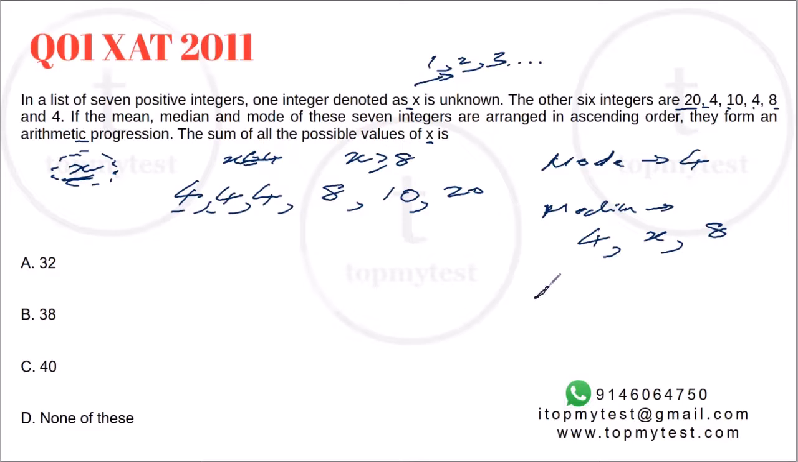What will be the mean? Mean will be the sum of the numbers divided by 7. There are 7 numbers, divided by 7. So 12 plus 8, 20, plus 20, 40, plus 10, 50, 50 plus x. This will be your mean.